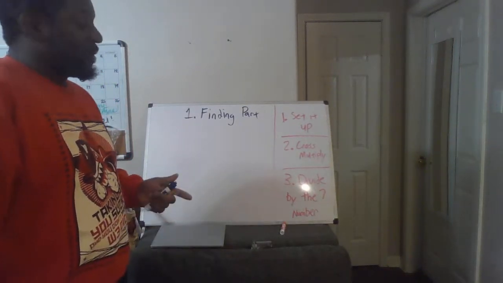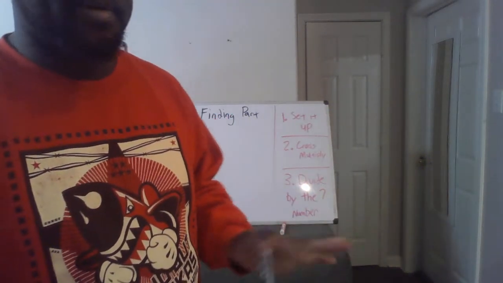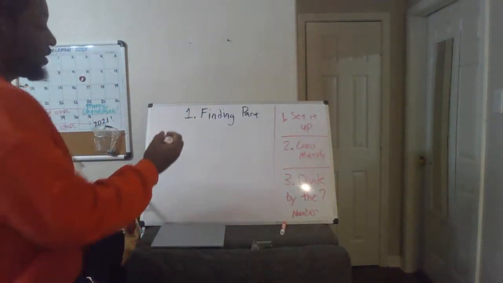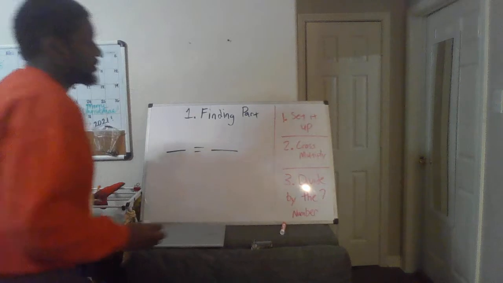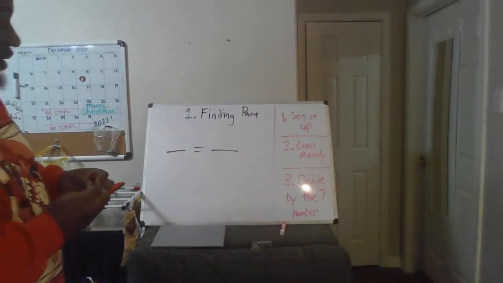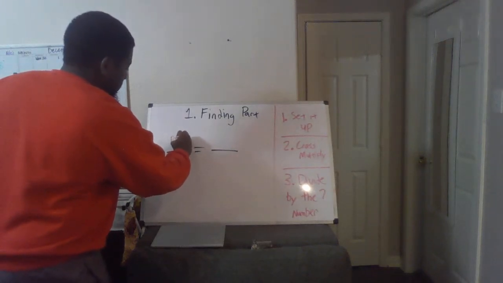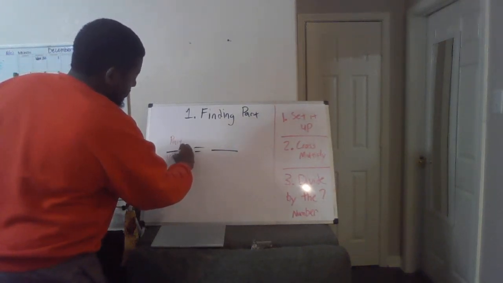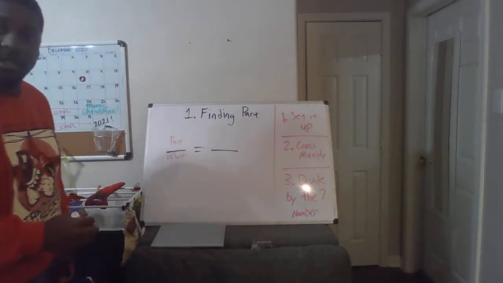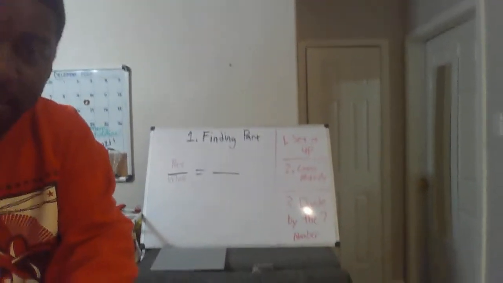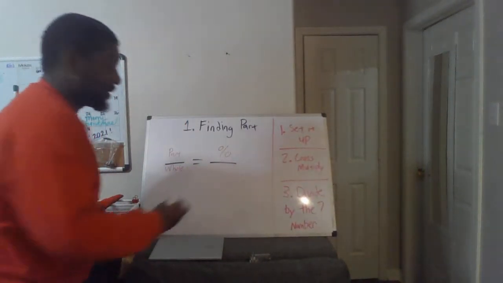So y'all, finding the part is the first one. The main thing you need to do before you do any solving is set up your two fractions next to each other. And if you don't remember when you're setting these fractions up, you have the part over the whole equal to the percent number you get over 100. Sorry if you can't see that.